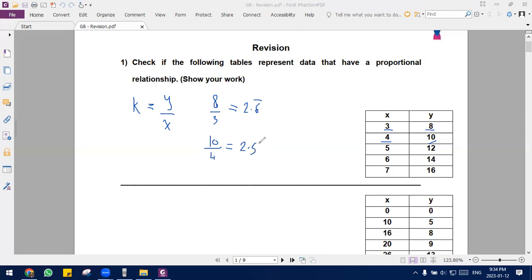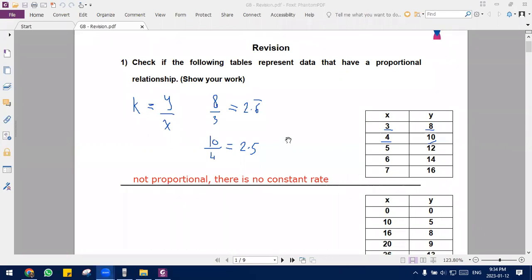Okay, now here we have two different values. Do we have to complete? No, because we can see that k is not constant. So here we say that it's not proportional. Why? Because there's no constant rate. So after you show your work, you need to explain why. So it's not proportional. There is no constant rate, which is k.